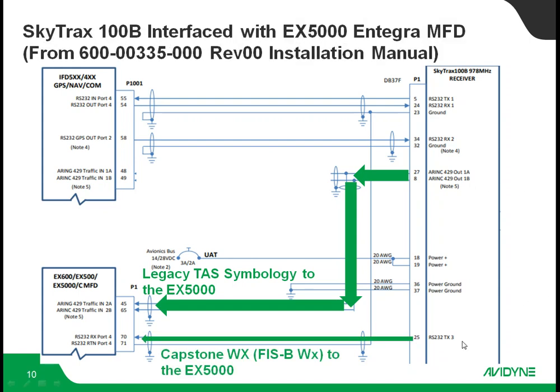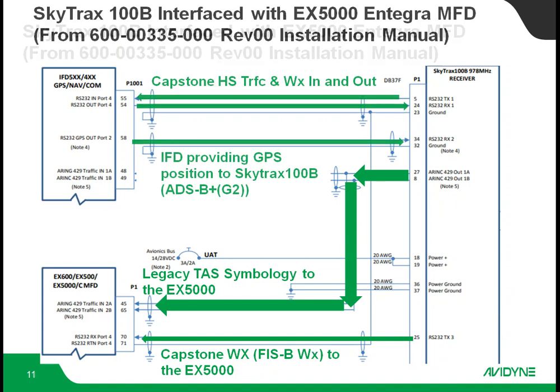And then we're going to have an RS-232 set up for Capstone weather, and this is going to be our FSB weather getting to the MFD. And then up here we've got Capstone high-speed traffic and weather in and out, and we've got our IFD providing GPS information into the SkyTrax 100B, set up for ADS-B plus G2.